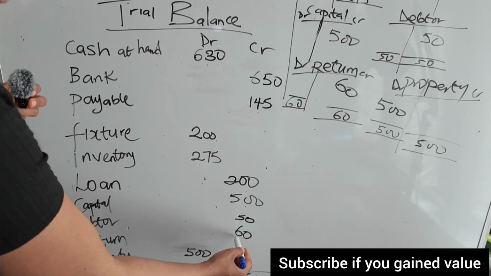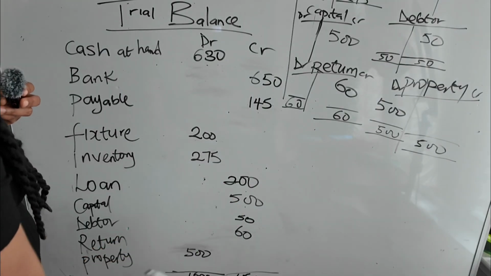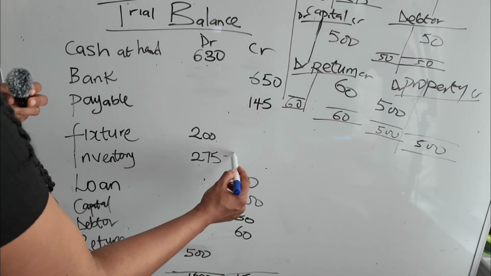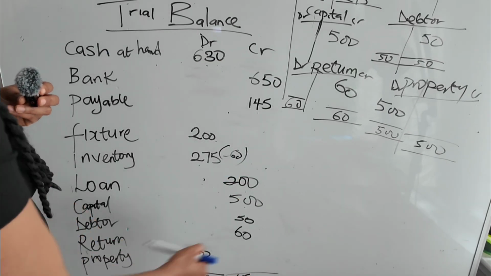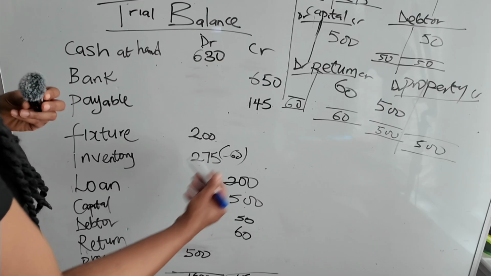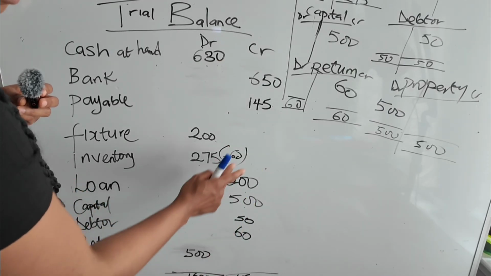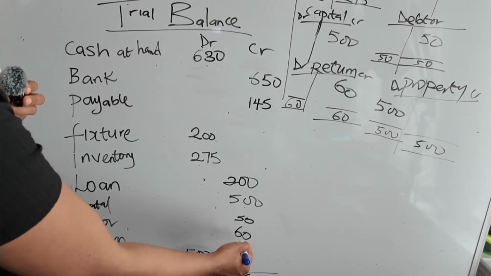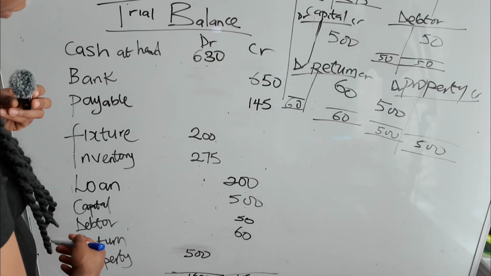Return, 60. This return will adjust our what? Our inventory, okay? So if you don't want the return to appear in your trial balance, you can simply deduct 60. It will be 215 instead, and this 60 wouldn't be here. But just for the purpose of this tutorial, I will list out everything for you to see, okay? But normally, return will adjust the inventory so that we can know our closing balance of the inventory.